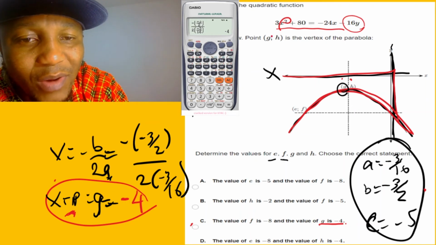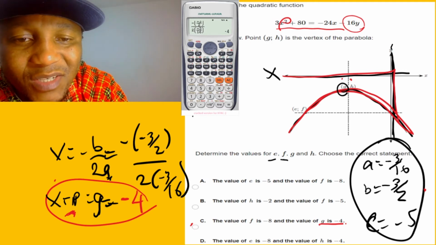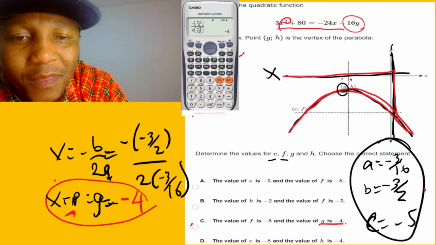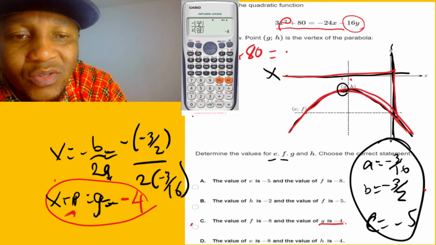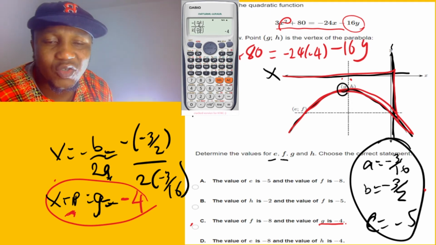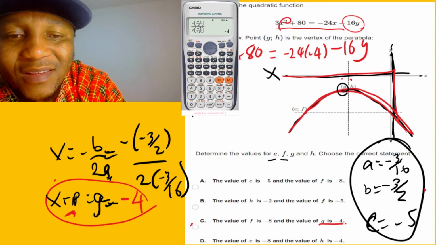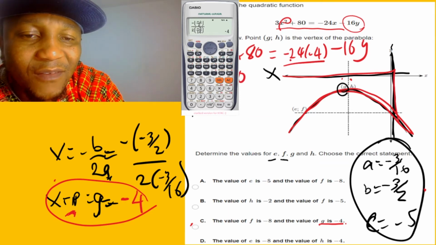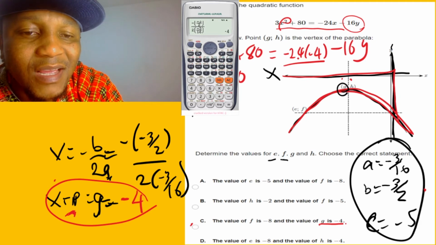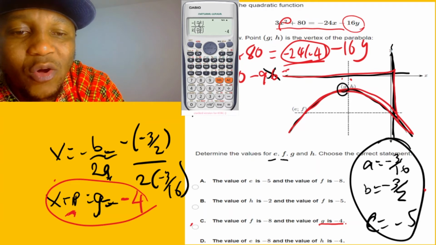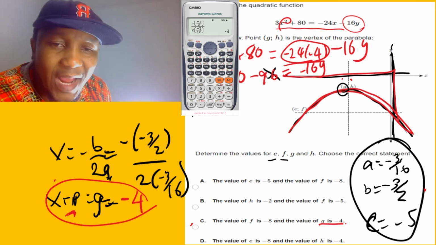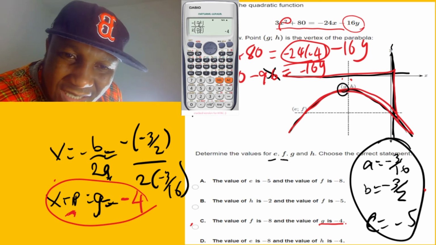So what I'm going to do, plug in -4: 3 times -4 squared plus 80 equal to -24 times -4 and then minus 16y. So plug it in the calculator: 16 times 3 equals 48, plus 80. Then the 96, positive 96, when it comes over, becomes negative 96, and they say equal to -16y.